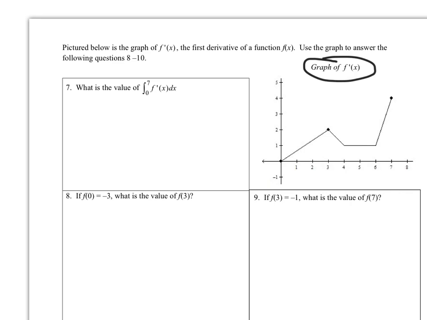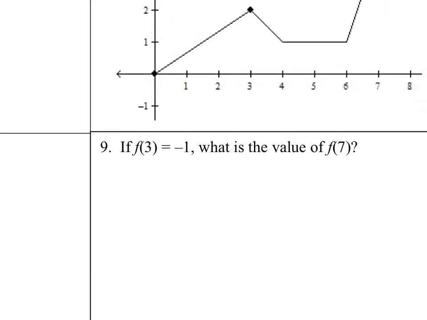That's the derivative. Do I have to do 7 and 8 in order to get to 9, Cynthia? Were you okay on 7 and 8? Yeah. All right, so I'll jump to 9. If f of 3 is equal to a negative 1, what is the value of f of 7?